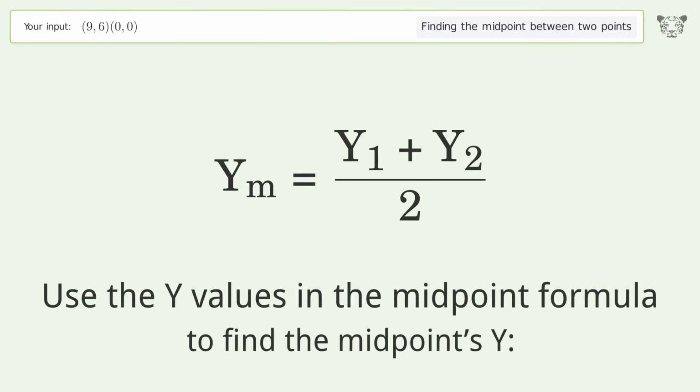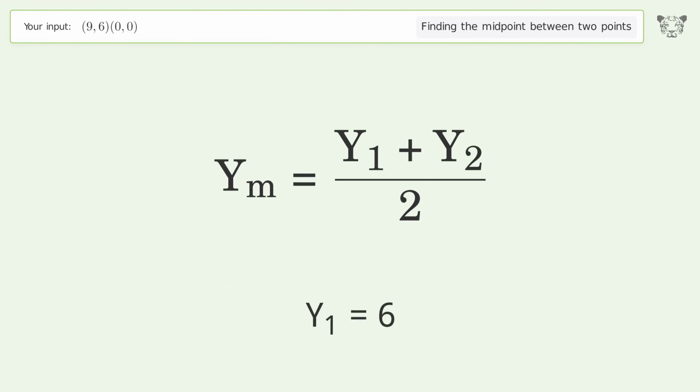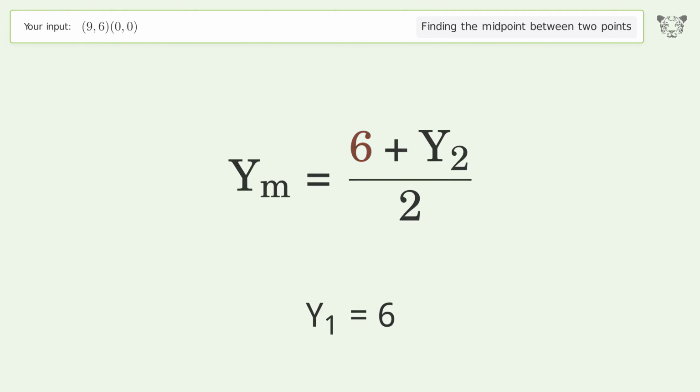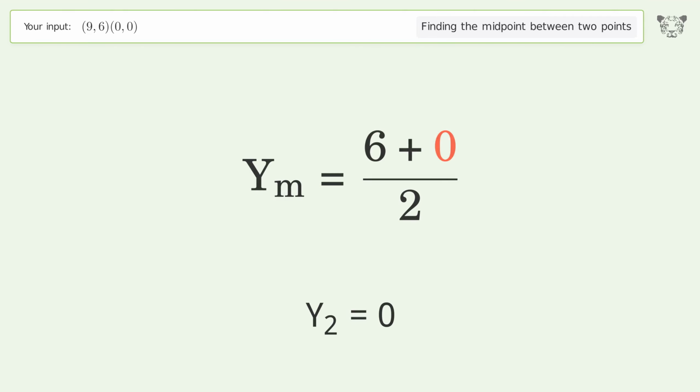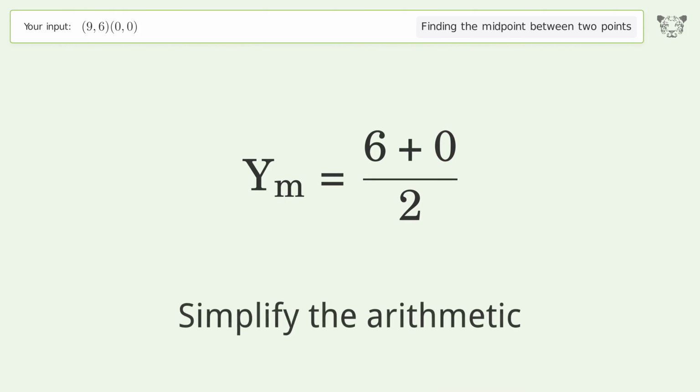Use the y values in the midpoint formula to find the midpoint's y. y1 equals 6. y2 equals 0. Simplify the arithmetic.